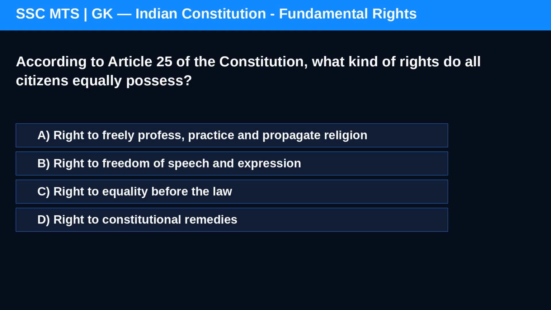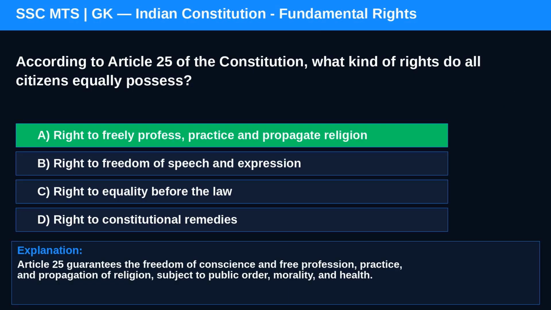Question 11. According to Article 25 of the Constitution, what kind of rights do all citizens equally possess? Option A, right to freely profess, practice, and propagate religion. Option B, right to freedom of speech and expression. Correct answer is A. Article 25 guarantees the freedom of conscience and free profession, practice, and propagation of religion, subject to public order, morality, and health.